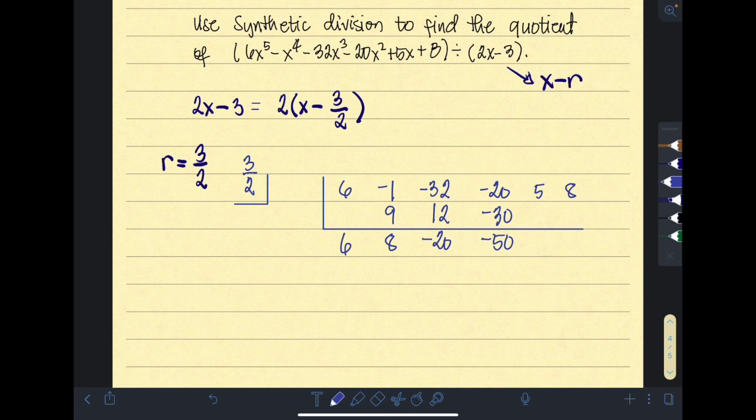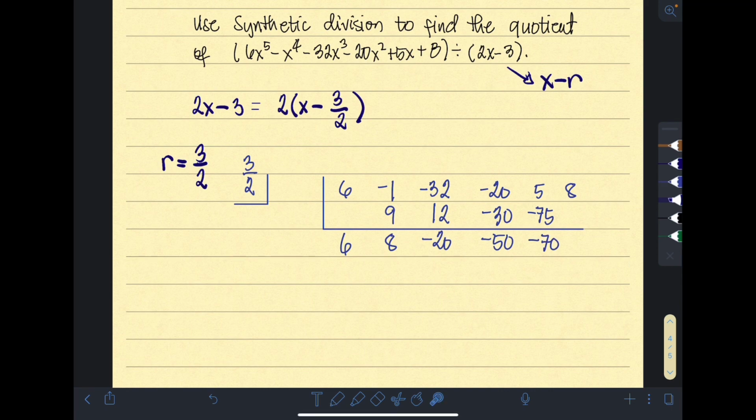Next is multiply negative 50 to our r. So you have negative 50 times 3. That is negative 150. Okay, and then negative 150 divided by 2 is negative 75. Okay, and then combine 5 and negative 75, and you will get a result of negative 70.